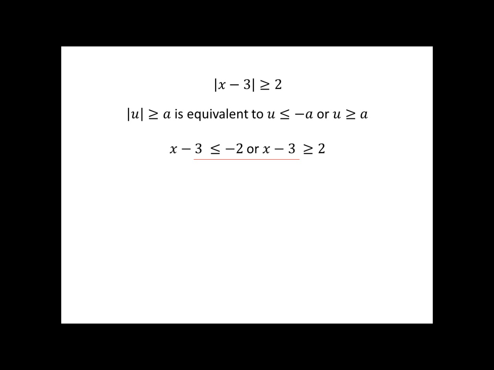Now I have two little tiny inequalities to solve. I'm going to solve them the exact same way. I'm going to add 3 to get rid of it. So I get x is less than or equal to 1, or x is greater than or equal to 5. That's my solution.